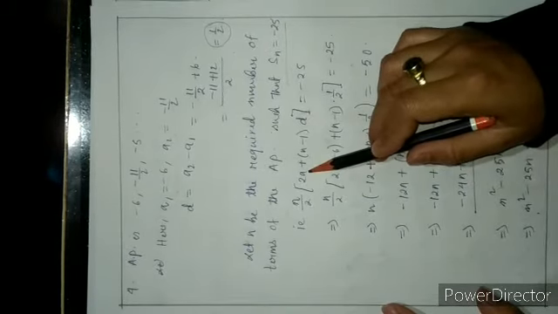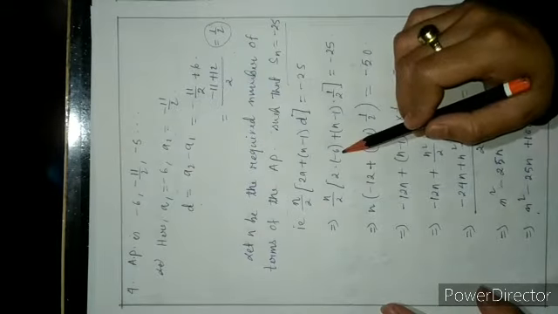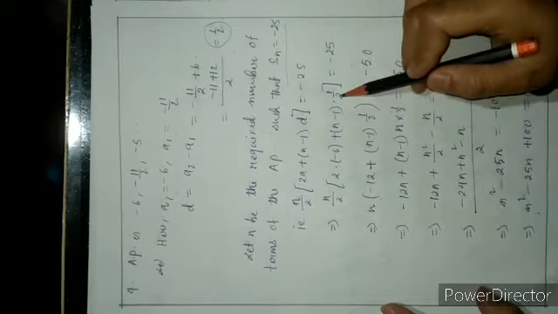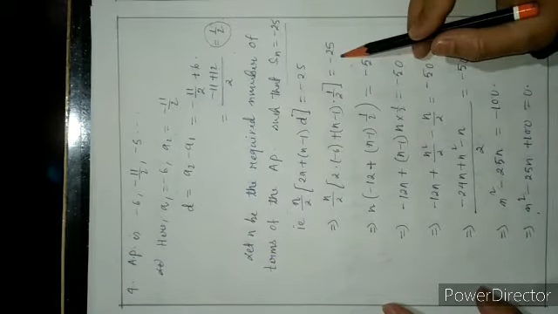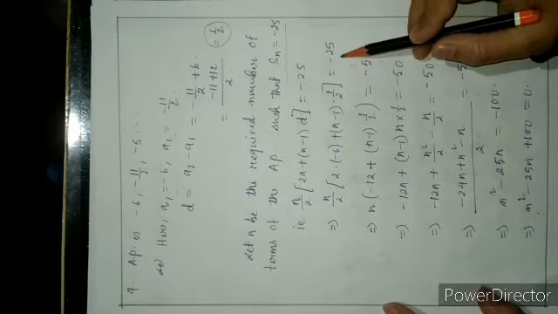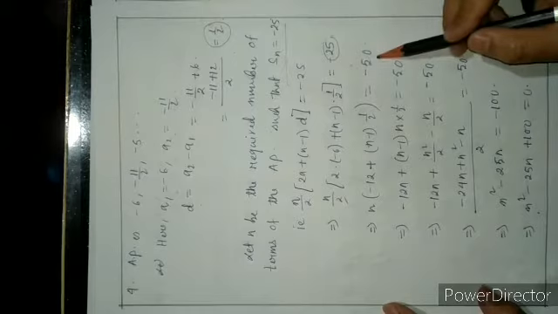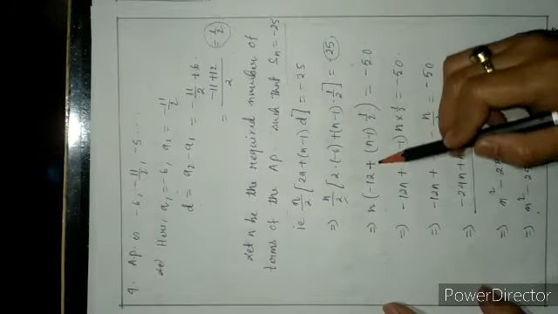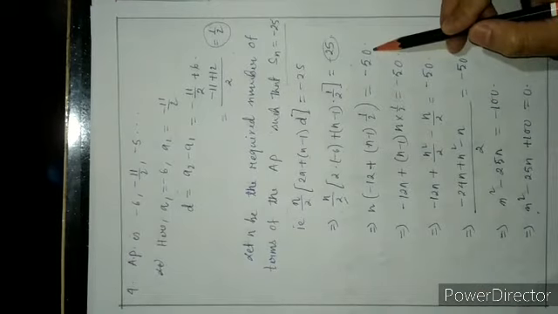First term is -6, common difference D is 1 by 2, which is equal to -25. Multiplying by 2 we get 50. So n times of 2 times -6, that is -12, plus n minus 1 into 1 by 2 is equal to minus 50.